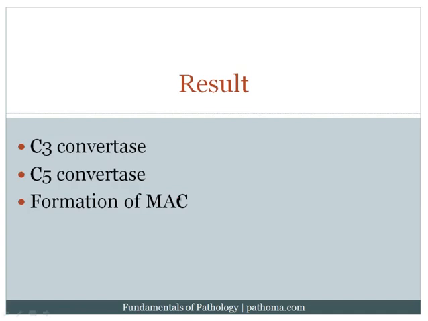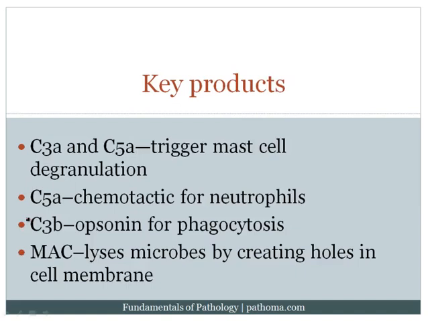So these are really the three key results. C3 convertase generating C3a and C3b, C5 convertase generating C5a and C5b, and then C5b joining with C6 through C9 to form the membrane attack complex. So the key products that are generated by the complement system include C3a and C5a, and we know what they do. They trigger mast cell degranulation.